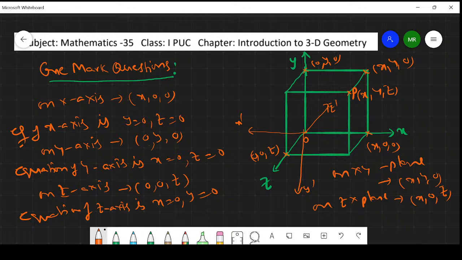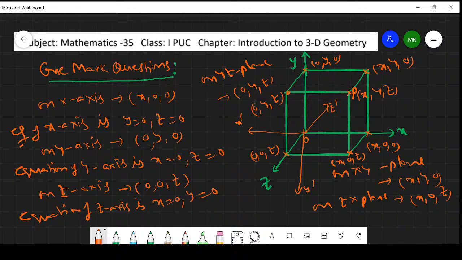Similarly, when they are talking about the yz plane, the point will be 0 comma y comma z. For the zx plane, the point is x comma 0 comma z, because here y will be 0. Like this we can write all the points. If we know one point in space, we can write all the points. So just remember these things.